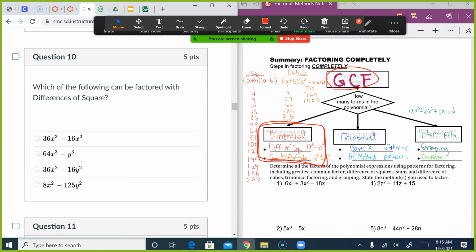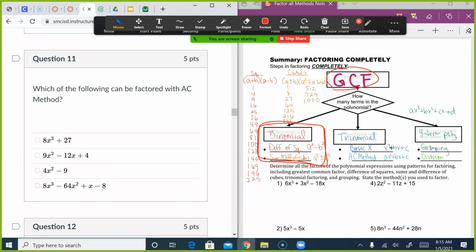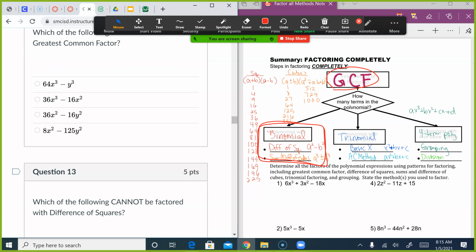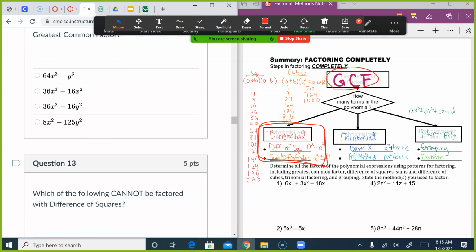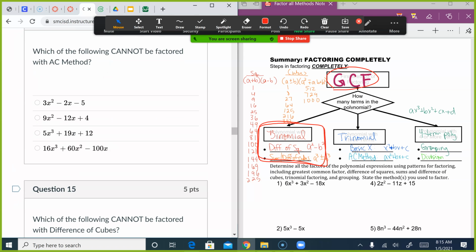And then starting with number 10, it's just asking you which can be factored with a particular method. So again, it might not be this exact problem, but this one's difference of squares, and then it asks for AC, and then it asks for GCF and difference of squares. So again, here you just have to decide if it can work or not.